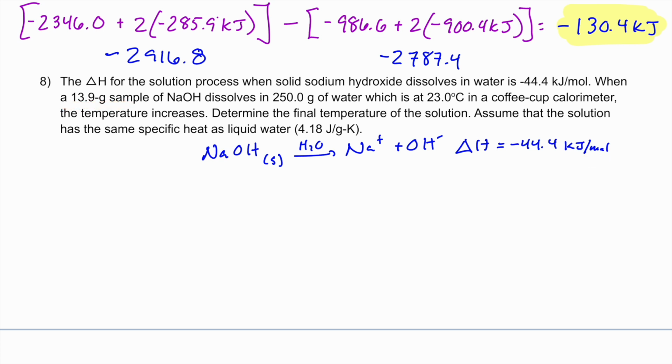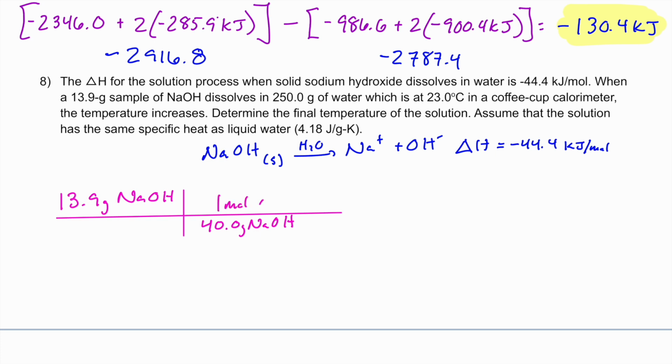Okay, so what I need to do is get that specific amount into moles of NaOH. So I have 13.9 grams. Right? We know that it's 40, because 23 plus 16 plus 1, right? The molar mass. I have 1 mole. So this is how many moles of NaOH I have right now.